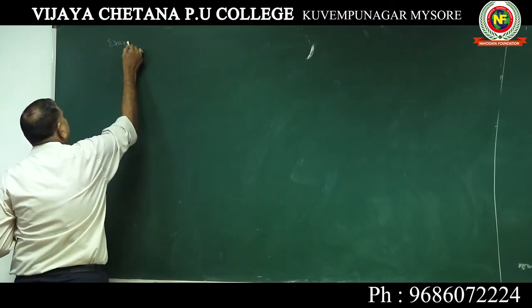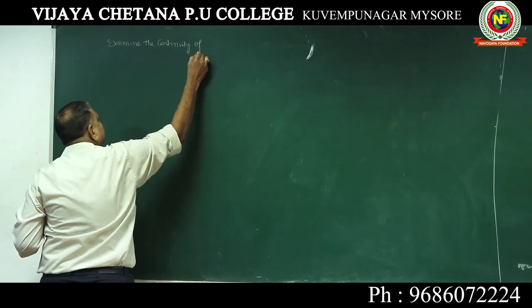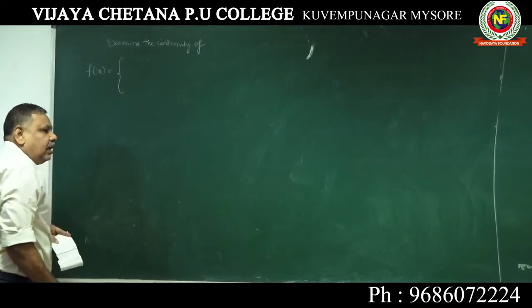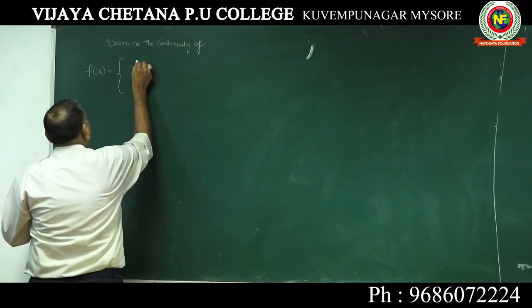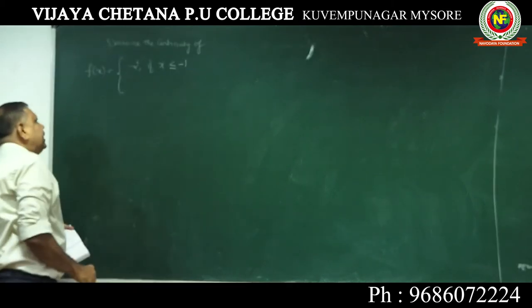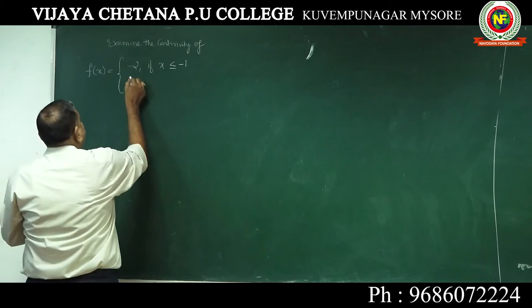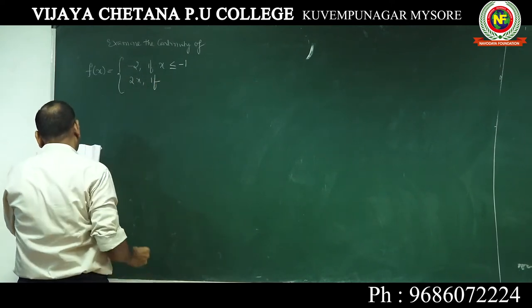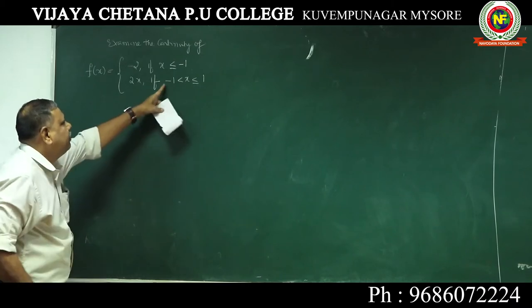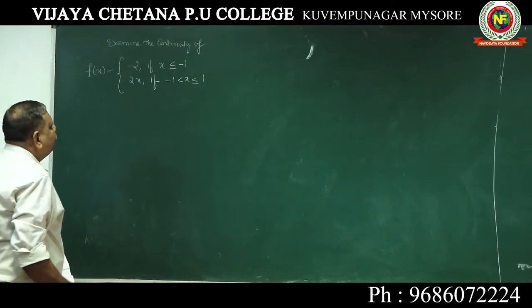The continuity of f of x is equal to minus 2 if x is less than or equal to minus 1. Very important thing, take the problem correctly. f of x is equal to minus 2 if x is less than or equal to minus 1, 2x if minus 1 less than or equal to x less than or equal to plus 1. If nothing is mentioned, it is plus 1, minus 1. Then under plus 1 it is 2x if minus 1 less than x less than or equal to 1.